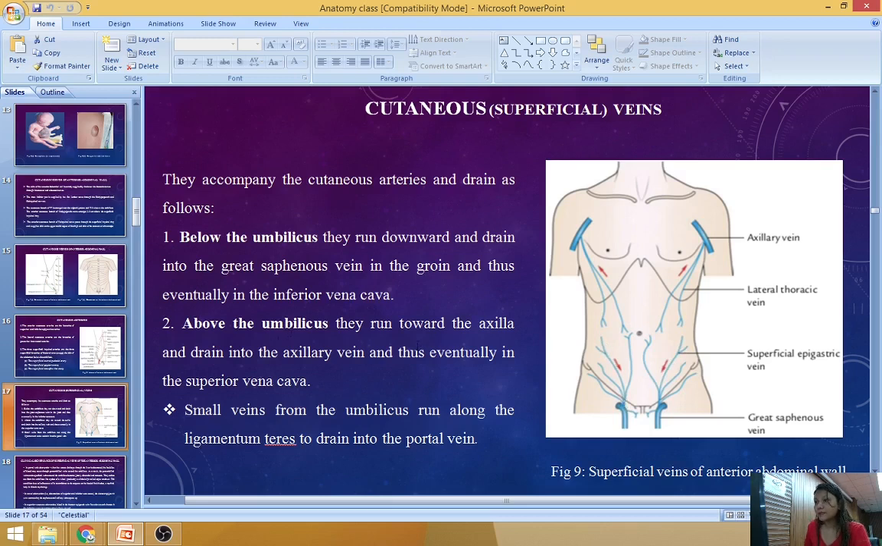Above the umbilicus, they run toward the axilla and drain into the axillary vein and eventually into the superior vena cava. So above the umbilicus, the direction of drainage is upward. These veins drain into the axillary vein, then the superior vena cava. Below the umbilicus, the veins drain into the great saphenous vein, then the inferior vena cava. Small veins from the umbilicus run along the ligamentum teres to drain into the portal vein.